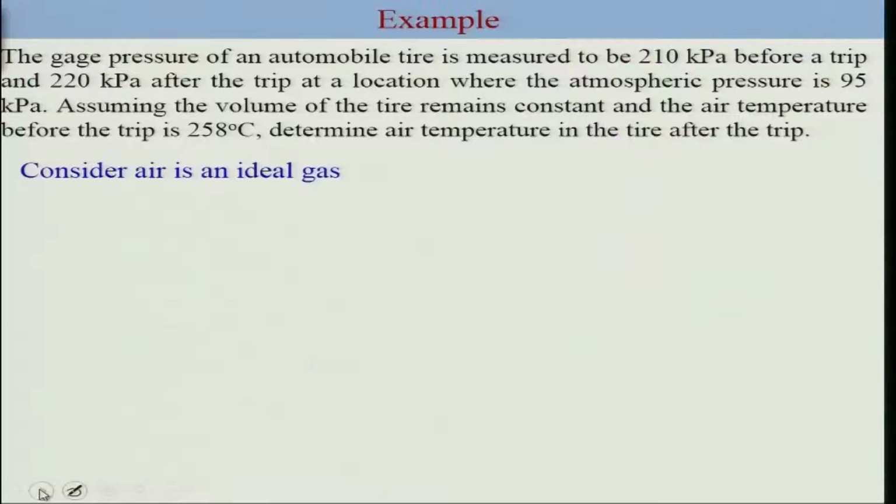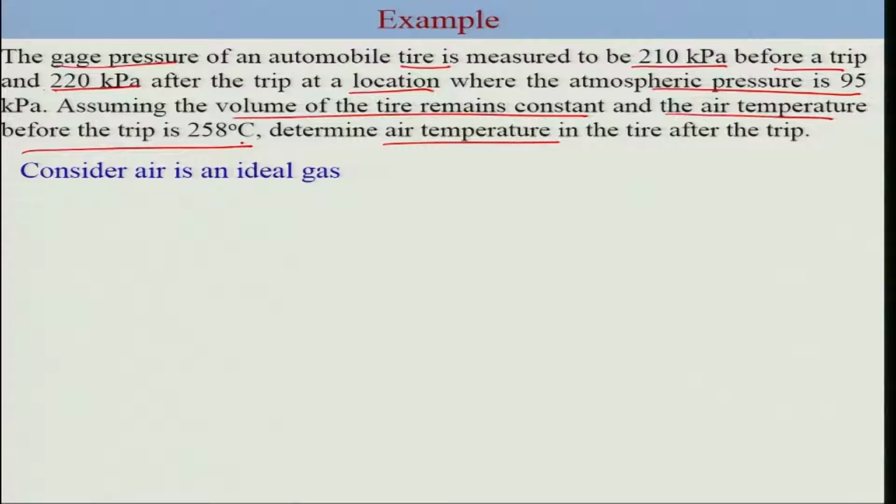So let's take an example of how we make use of these ideal gas equations. You have measured the gauge pressure of an automobile tire before a trip. It was 210 kilopascal. After the trip, the pressure became 220 kilopascal at a location where the atmospheric pressure is 95 kilopascal. We have to find the temperature in the tire after the trip. We assume that the volume of the tire is constant, and the air temperature before the trip was 258 degrees Celsius.